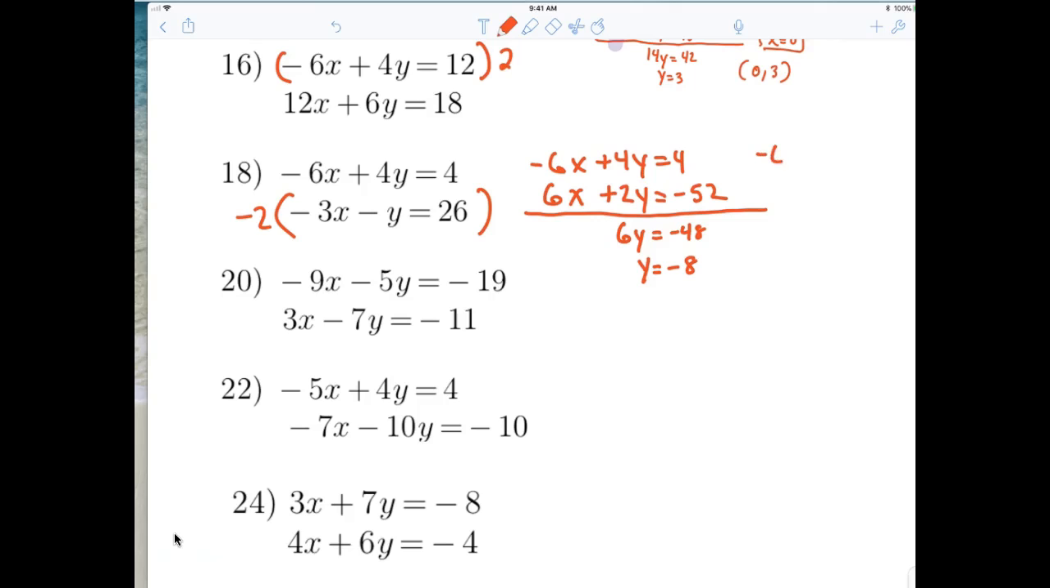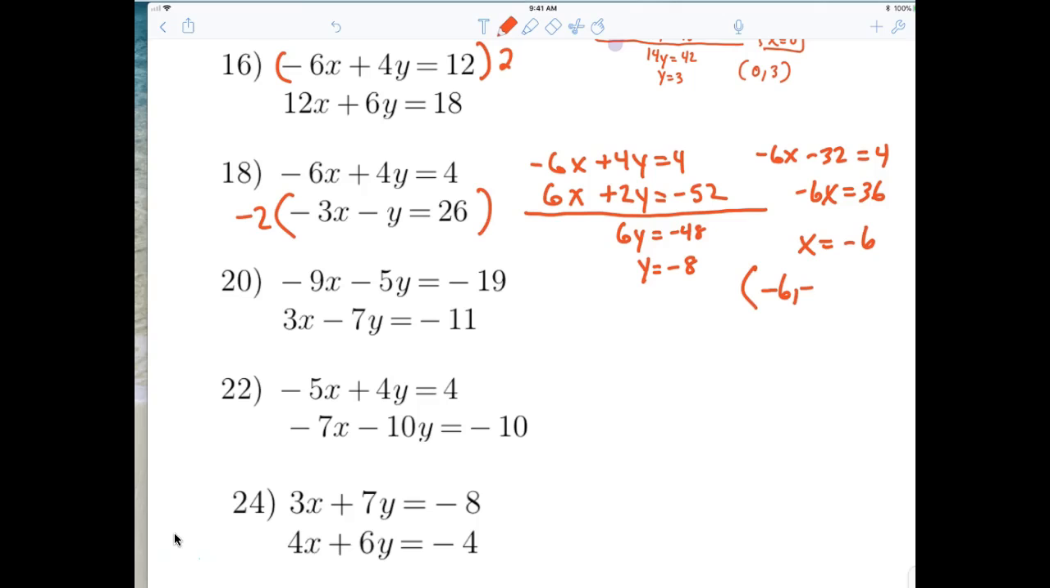Okay. -6x plus 4 times -8. What is 4 times -8? 4 times 8 is -32. Good. And then what? Equals 4. Now what? And then plus 32. All right, so 36. -6x equals 36. And then divide by -6 and it's -6. Final answer.